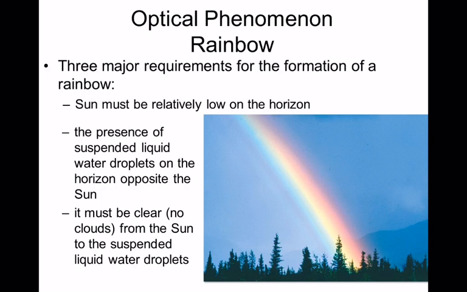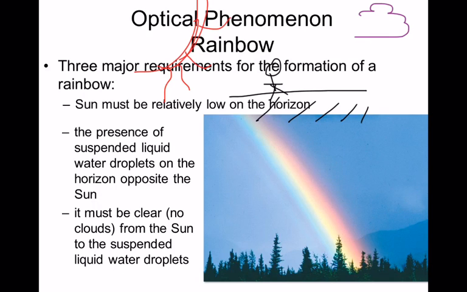Basically, if this is my horizon, and this is my little person right here who wants to see the rainbow, you need to have the sun relatively low. Put the sun over here at sunrise or sunset, usually sunset, more likely. And that's got to be at the observer's back. And then over here, you need to have some still liquid water droplets that are suspended here. So this is liquid cloud droplets.